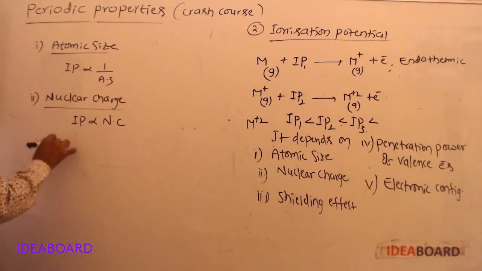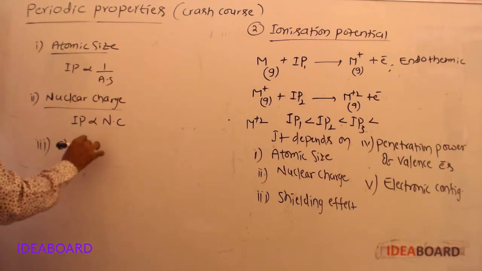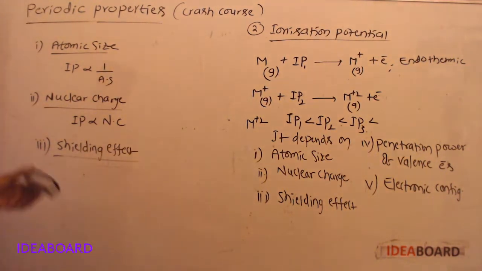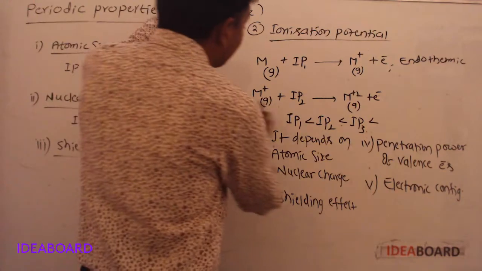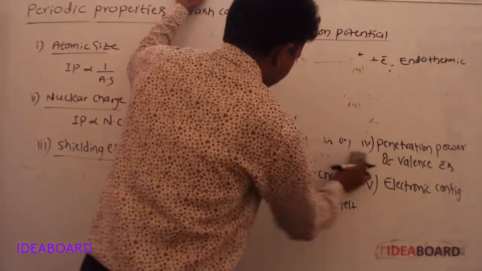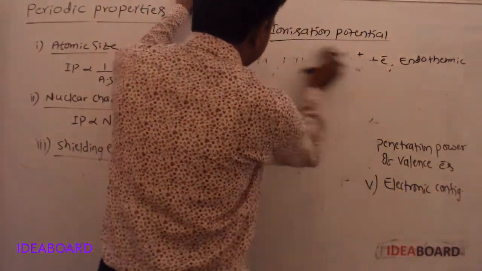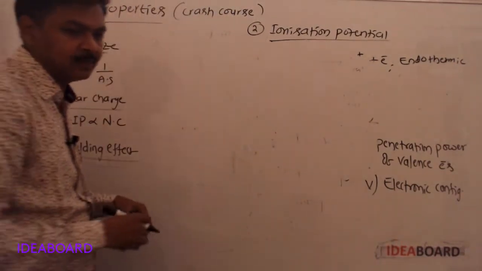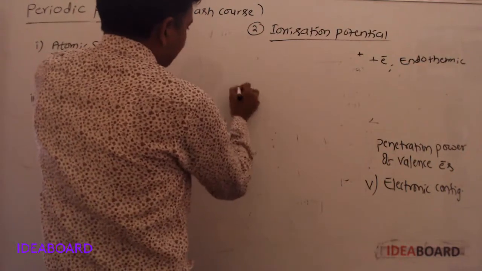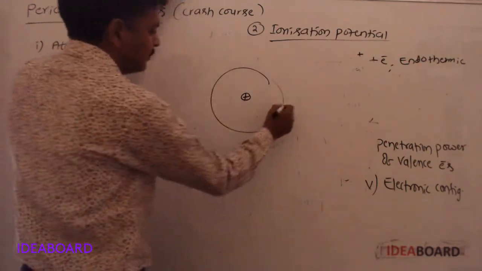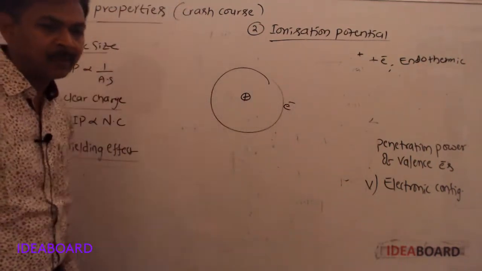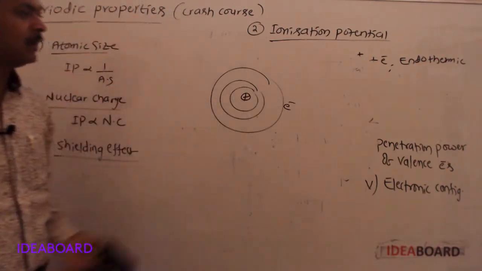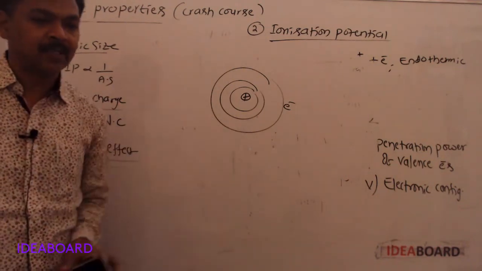Next, the third one, shielding effect. Shielding effect means in case of higher atomic number elements, valence electrons will be repelled by the electrons present in the inner orbits. That is called shielding effect or screening effect.